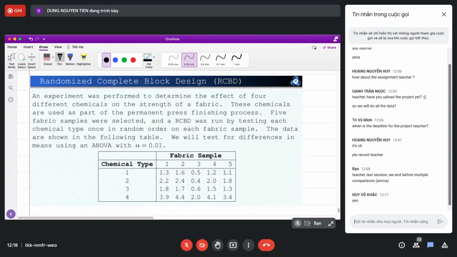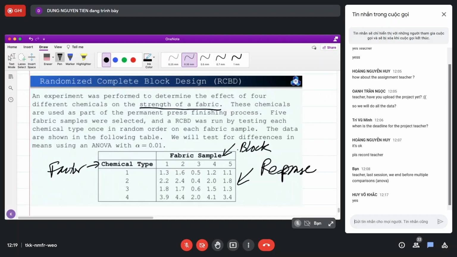So you see that in this case, the chemical type is a factor, right? And all the values here are the response. The response in this case is the strength of a fabric. But we do have another factor that we don't really want to study, but we have to: the fabric sample, and you call it a block.